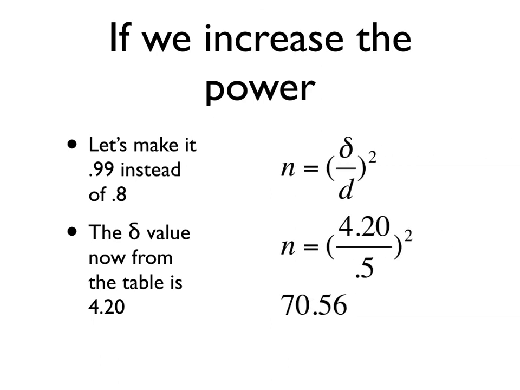Suddenly I need 71 people. And I think, yes, this is assuming I pulled the right delta from the table, but 4.2 over 0.5, that's more. I've gone up by how much? About 20%, right? Because 0.99 minus 0.8, so it's 0.19 over 0.8. So I've gone up about 25% in power, and I've had to double my number of subjects.